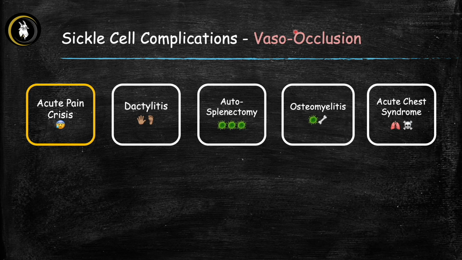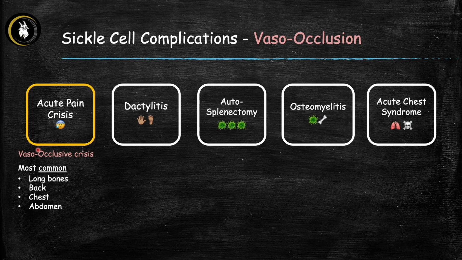This will cause tissue ischemia, which leads to the clinical symptoms of vaso-occlusion in sickle cell disease. So there are a number of these symptoms that you need to know, and I'll go through the main ones here and explain them one at a time. First one is acute pain crisis. This is also known as vaso-occlusive crisis. It's the most common acute symptom of sickle cell disease.